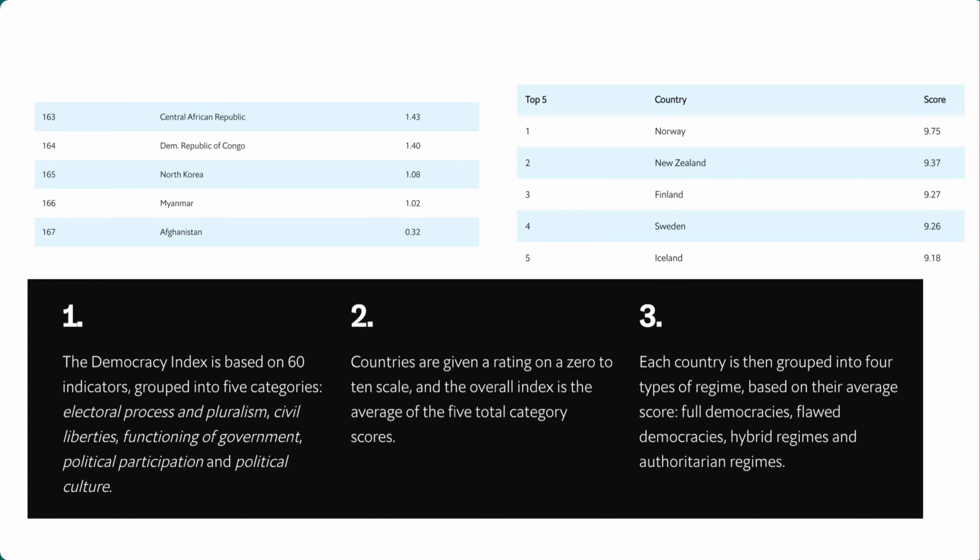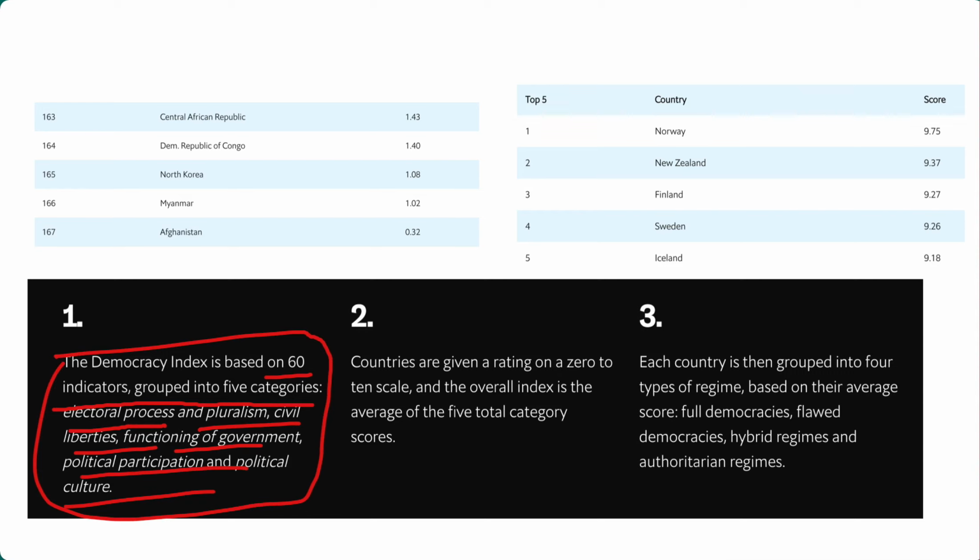And there are some important facts that I want to tell you about the EIU Democracy Index. The Democracy Index is based on 60 indicators grouped into 5 categories: electoral process, pluralism, civil liberties, functioning of government. These are some important categories and parameters. Countries are given a rating in this ranking.